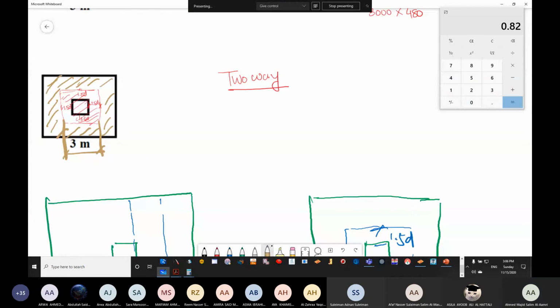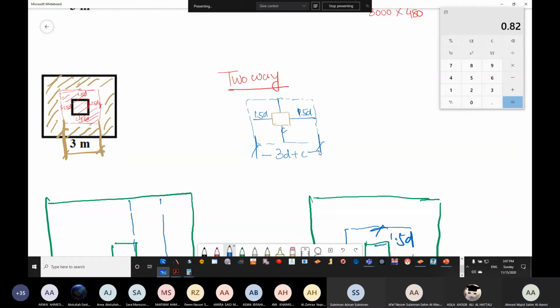Now, if you see, we have a column here, and then we said we have 1.5D, 1.5D, 1.5D, and then 1.5D. So now if I want to calculate this area, this is 3D, this is 1.5D, this is 1.5D, and this is the column. So I can say that this particular dimension now is 3D plus the column in that direction.